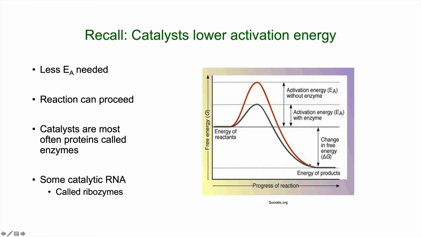Okay, so that's what catalysts do. Catalysts lower the amount of activation energy needed for the reaction to proceed. Most of the time, they're proteins called enzymes. But there are some catalytic pieces of RNA we're going to see much later in the semester that we're going to call ribozymes that also are capable of catalyzing chemical reactions.